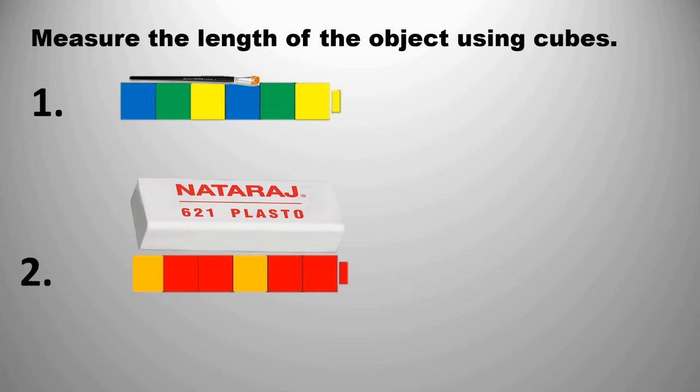Measure the length of the object using cubes. So student, here you have to count the number of cubes and tell the length of the object. 1, 2, 3, 4. So the length of the paintbrush is equal to 4 cubes. Now student, you have to count the number of cubes and tell the length of the eraser. 1, 2, 3, 4, 5, 6. So the length of the eraser is equal to 6 cubes. Very good.